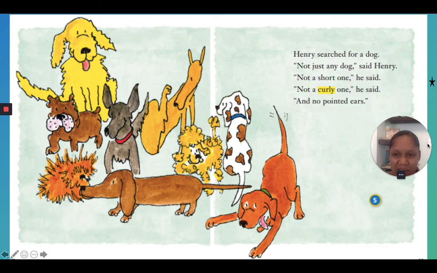So if we're looking at this picture, are there any dogs here that he would have chosen? I see some short ones. I see some curly-haired ones. And I see some ones with pointed ears. I think this is why he couldn't find a dog at first. None of these dogs matched what he was looking for, right? Okay, let's continue.